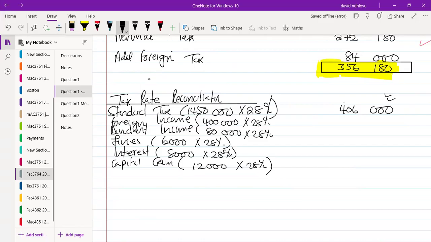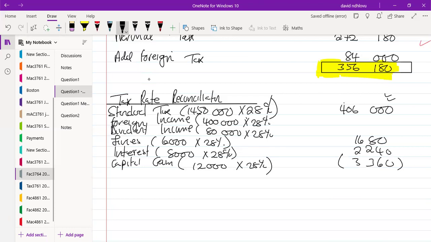Right, 12,000 by 28, we then have 3,360. Now remember, this represented income, always in brackets. 8,000 multiplied by 28, this is an expense, always we add back expenses. Fines 6,000 multiplied by 28, which gives us what? 1,680, right, which we add.